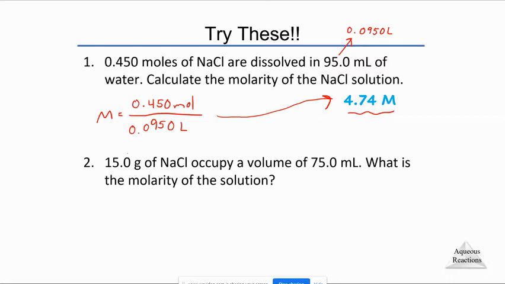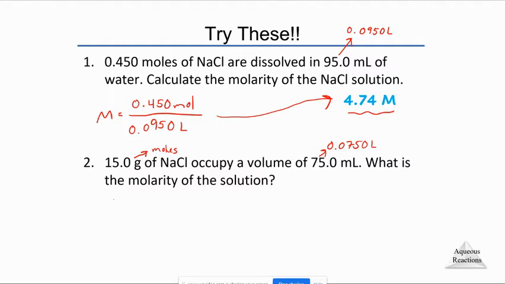Now for the problem on the bottom, we could use the formula molarity equals moles of solute per liter of solution. If you wanted to, you can convert this to moles of sodium chloride and then just divide it by the 0.0750 liters of solution. I'm going to do this a little bit differently. I'm going to use my conversion factors and my units to work my way through.